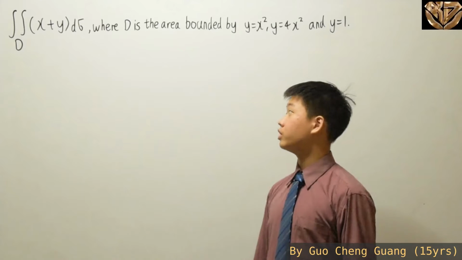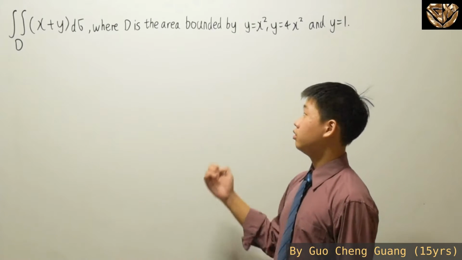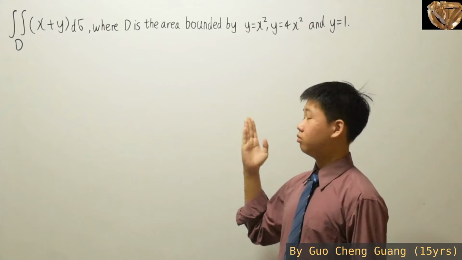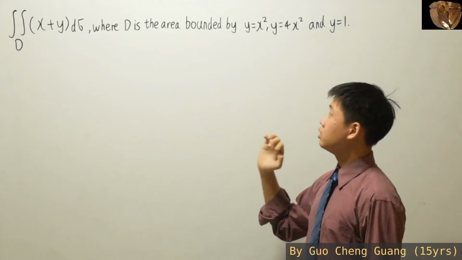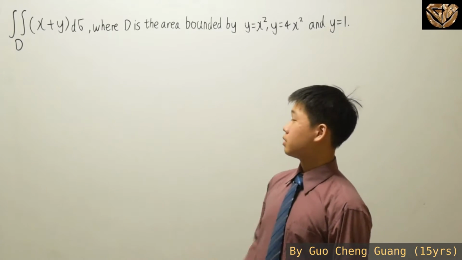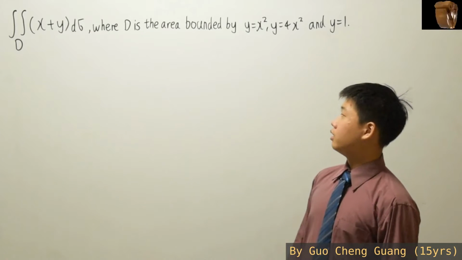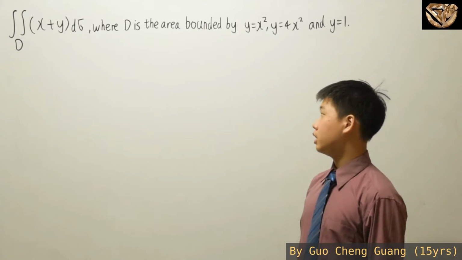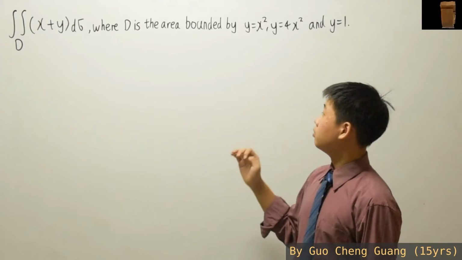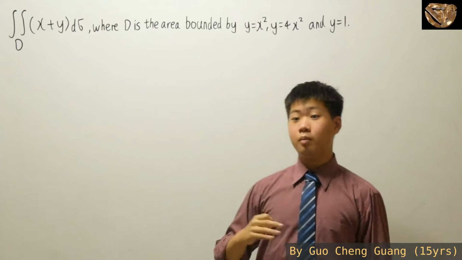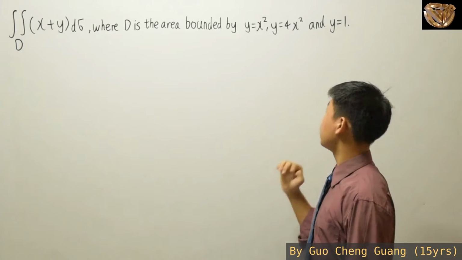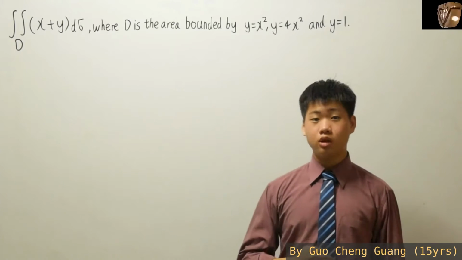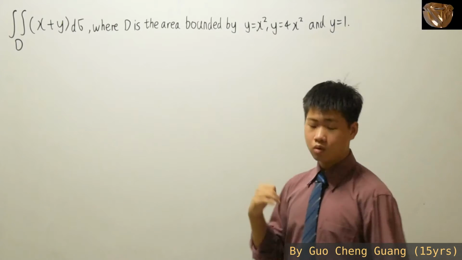So we will be solving this example for this lesson. In this example, we have a double integration on your domain or boundaries, whatever you like to call it, and it is D. So your integrand is x plus y, and then of course behind it will be a dx dy. So this D, your boundary, would be the area within y is equal to x squared, y is equal to 4x squared, and y is equal to 1.